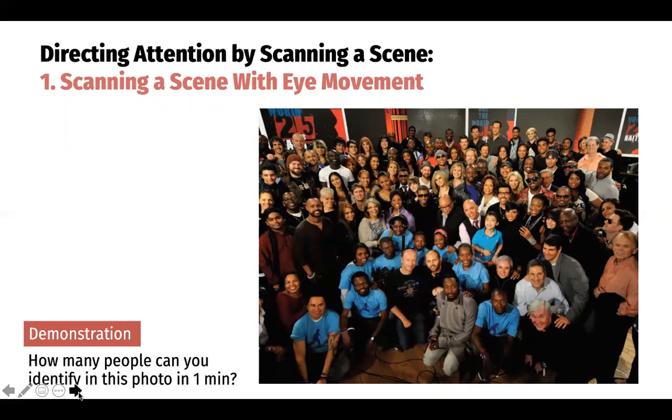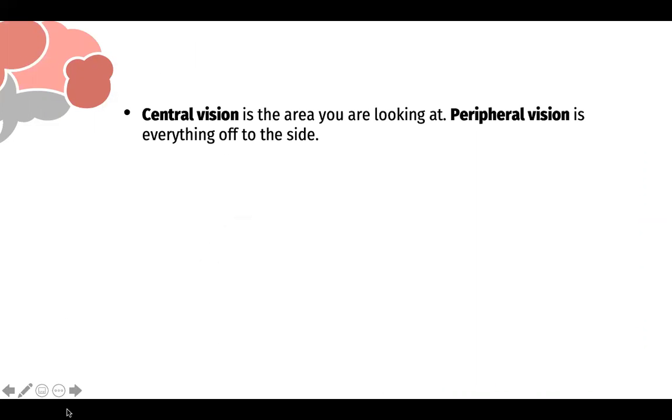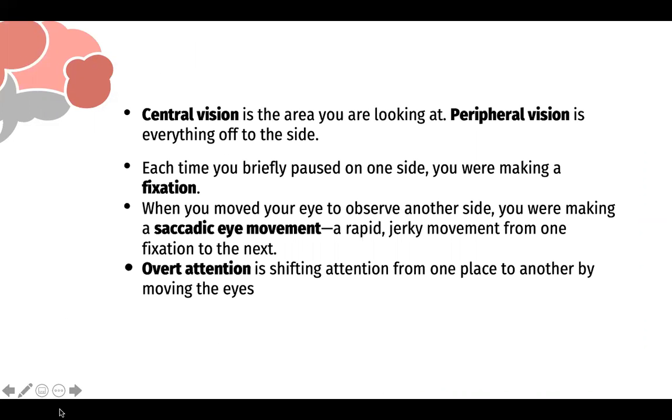So scanning is actually necessary because good detailed vision occurs only for things you are looking at directly. This task illustrates the difference between central vision and peripheral vision. Central vision is the area that you are looking at, and peripheral vision is everything off to the side. Because of the way the retina is constructed, objects in central vision fall on a small area called the fovea, as you might recall from your biopsychology class.